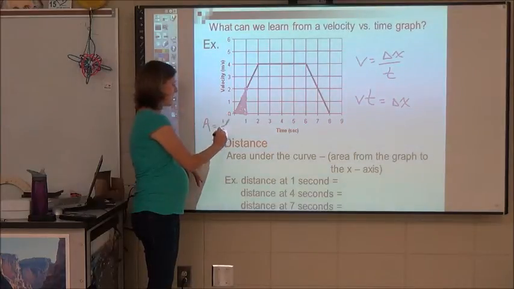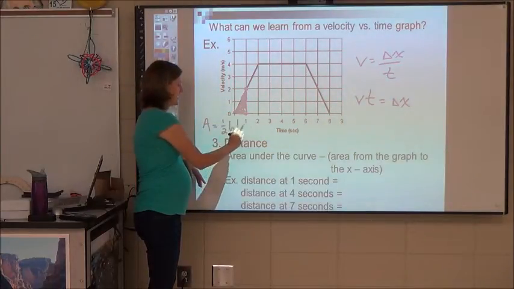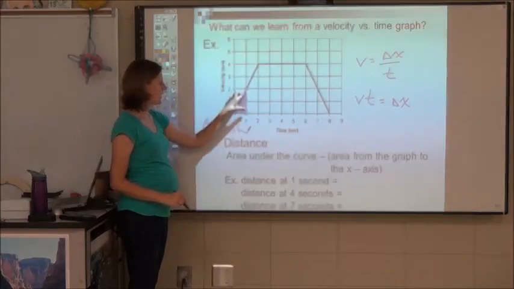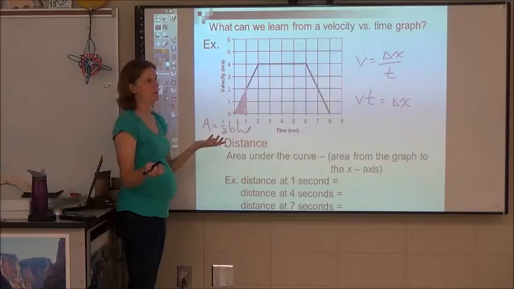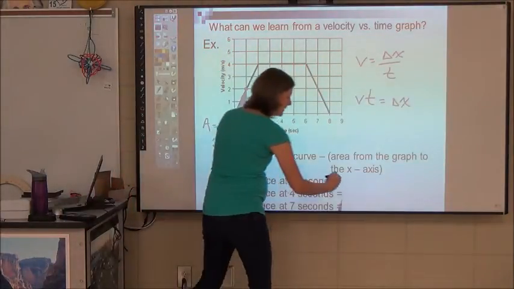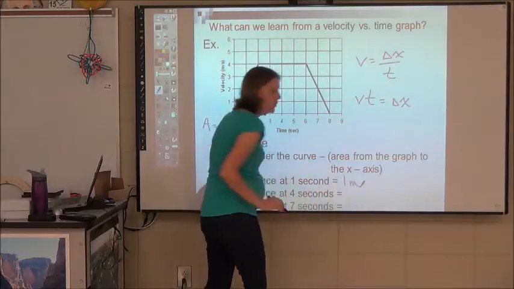Where a triangle is half base times height. So base is 1, height is 2. 1 times 2 is 2. Half of that gets me back to 1. 1 meter.